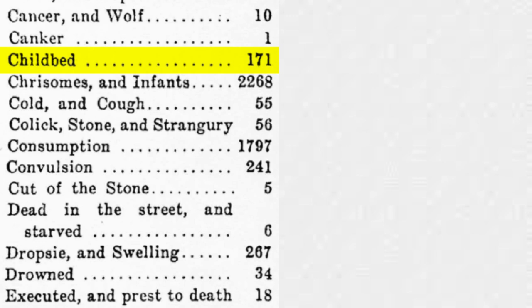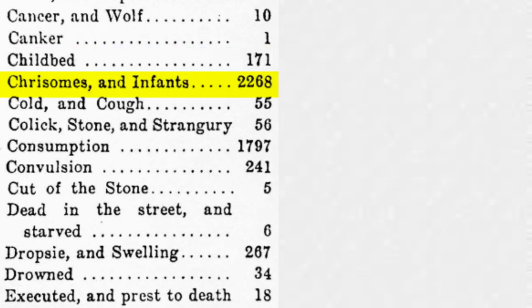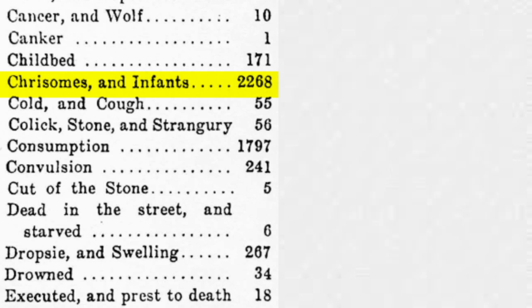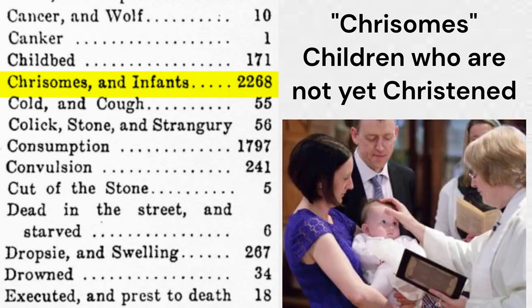171 women died in childbirth. This is the second childbirth-related item on our list, showing just how hard the process was back in those days. We next have the largest number on the list, with 2,268 children or infants / chrysomes, which was a term used for children less than a month old who weren't able to be christened yet.